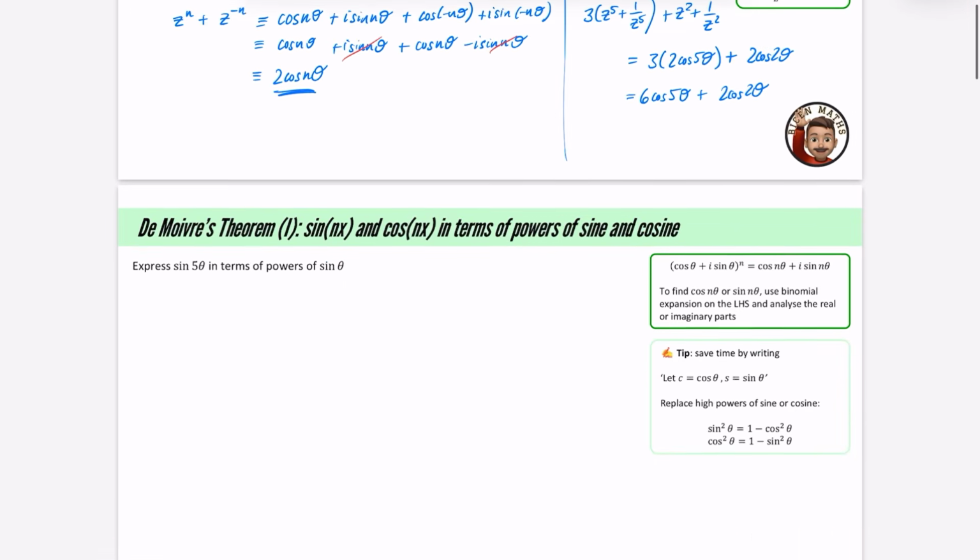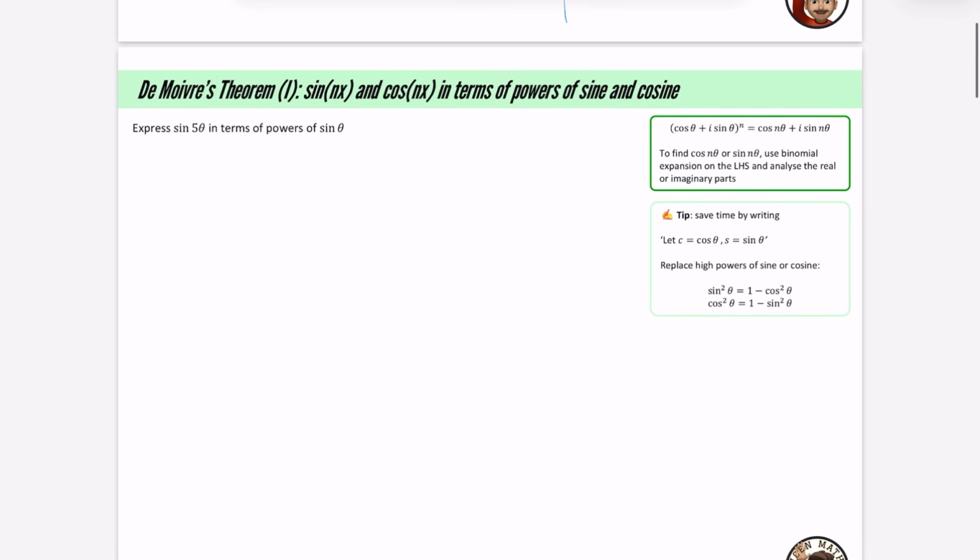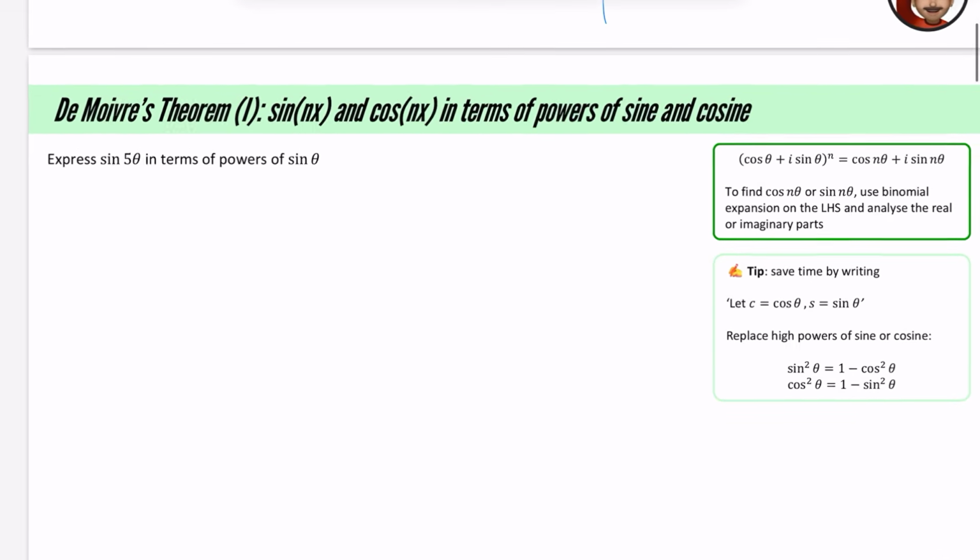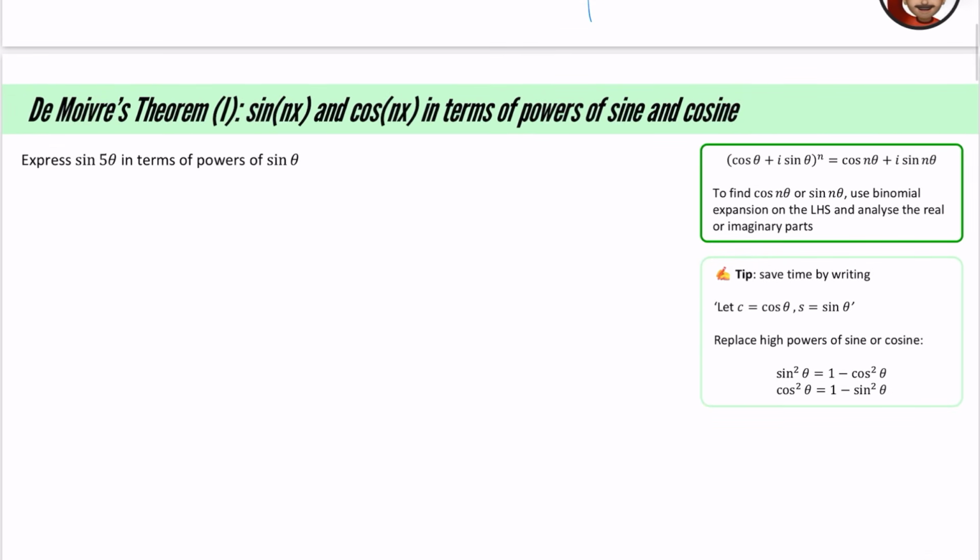So the next thing I want to talk about is the first application of De Moivre's theorem. I couldn't really think of a good way of expressing this, but it's basically when you're going from sine or cos of n theta, and you want it to be in terms of powers of sine and cosine. Obviously, we do some where you go from powers of sine or cosine, and you want to write it back in that kind of form that we have here.